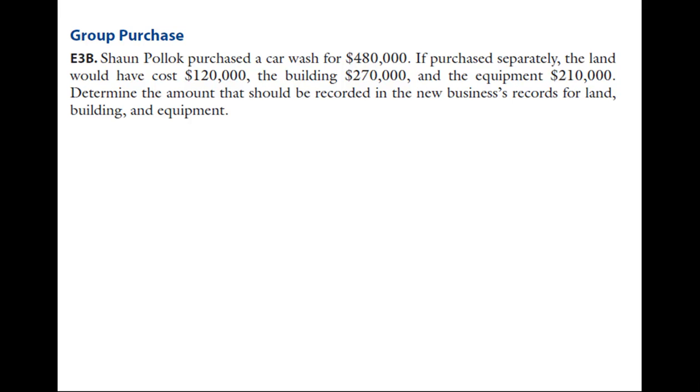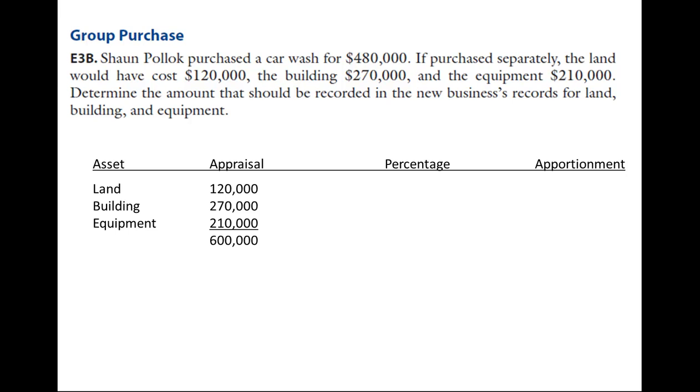So if he were to have purchased each of those separately, he would have paid individually $120,000 for the land, $270,000 for the building, and $210,000 for the equipment. Which, as you can see here, if he would have purchased them separately, he would have paid $600,000. But since he purchased it as a group, he only paid $480,000.